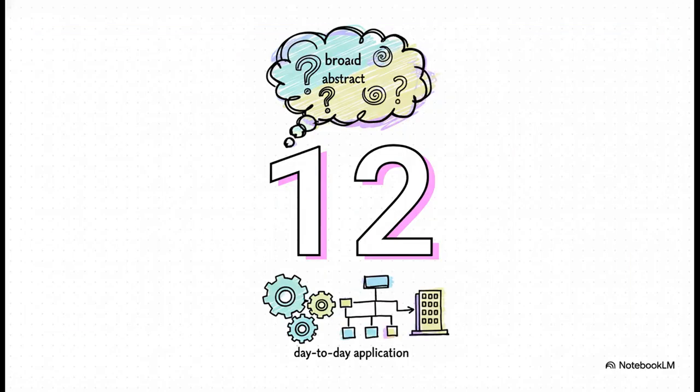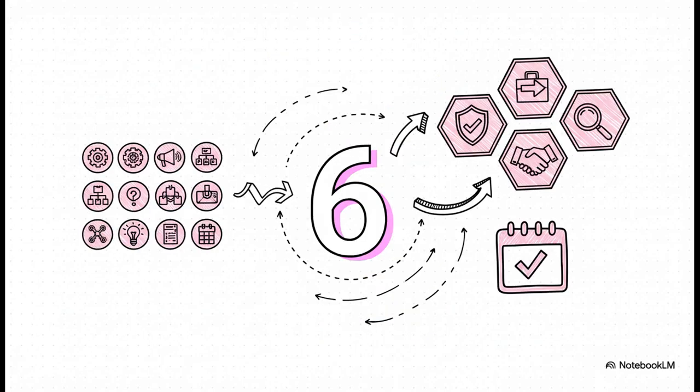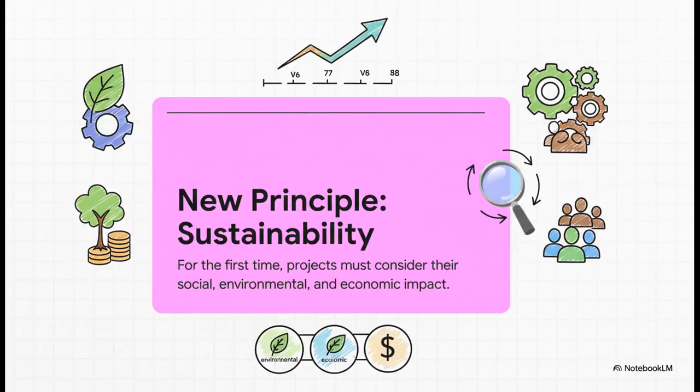Okay, quick refresher. Remember the 12 principles that version 7 introduced? The idea was good, but a lot of people found them to be a little broad, a bit too abstract to apply day to day. So version 8 cuts right through that. It streamlines those 12 principles way down to just 6 core principles. The whole point is for them to be simpler, way more practical, and something you can actually execute on as a project manager. And one of those new principles is a massive deal.